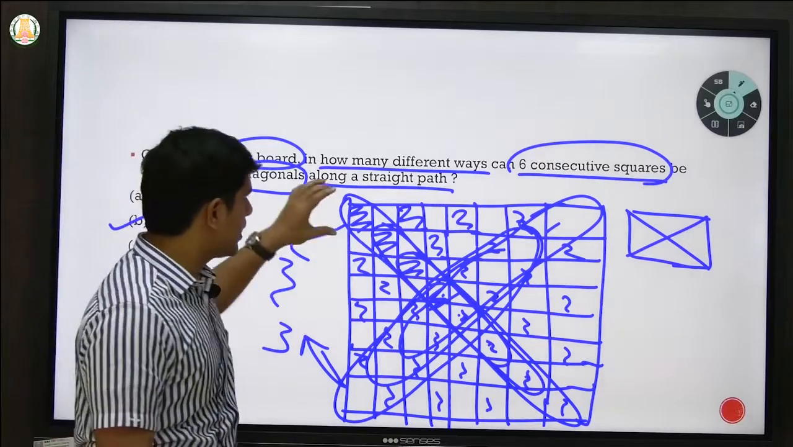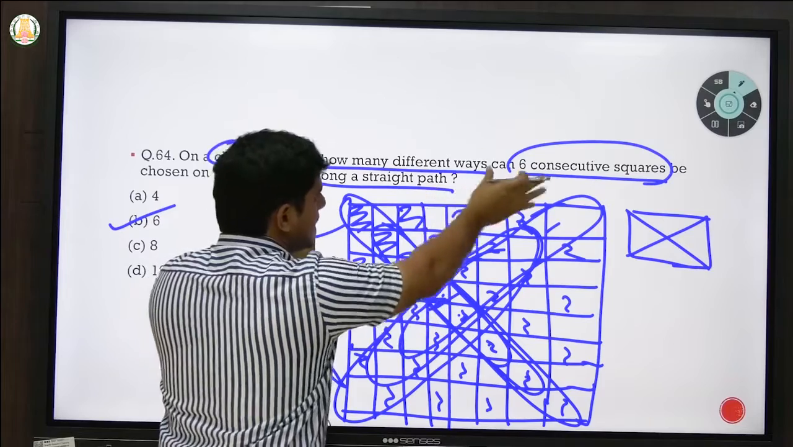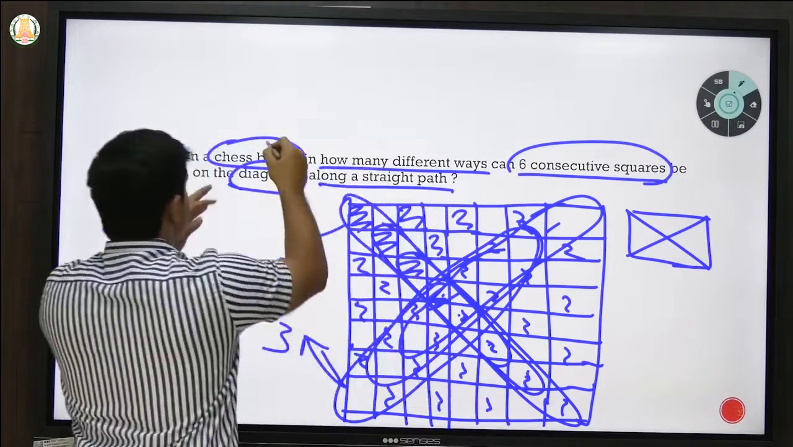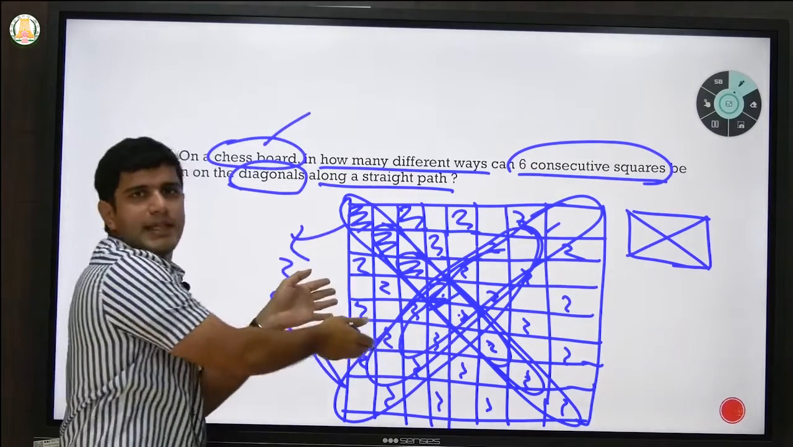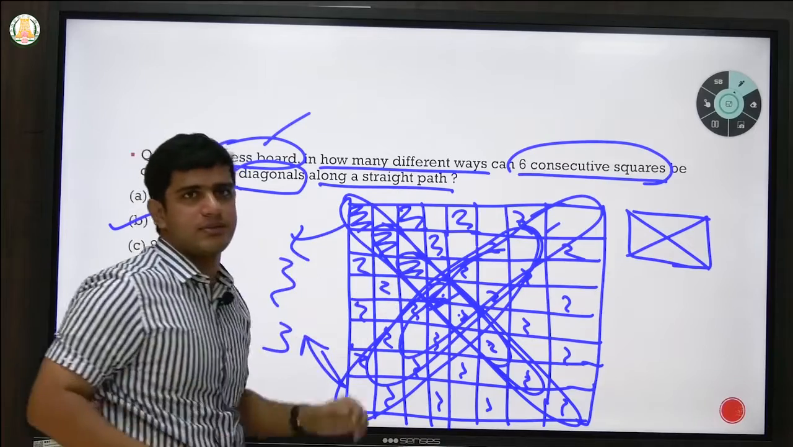Just understand the question. Just see what he means. Basically, divide the question into different terms. Understand the meaning of each term. Then apply that knowledge on the board. So, whenever he says chessboard, draw the chessboard. It is very easy. Everyone knows how a chessboard looks. Just draw it and understand what he means by this.